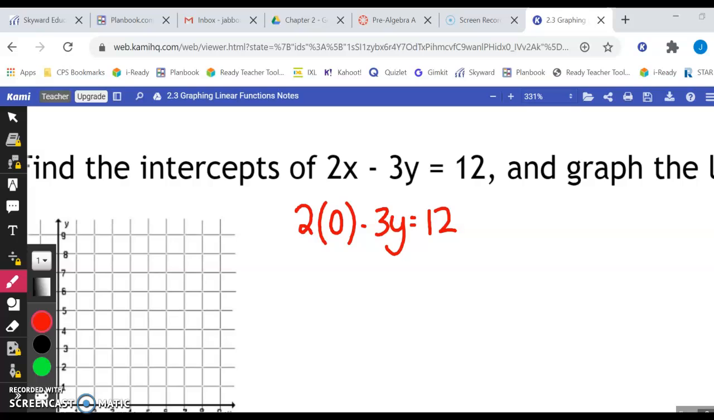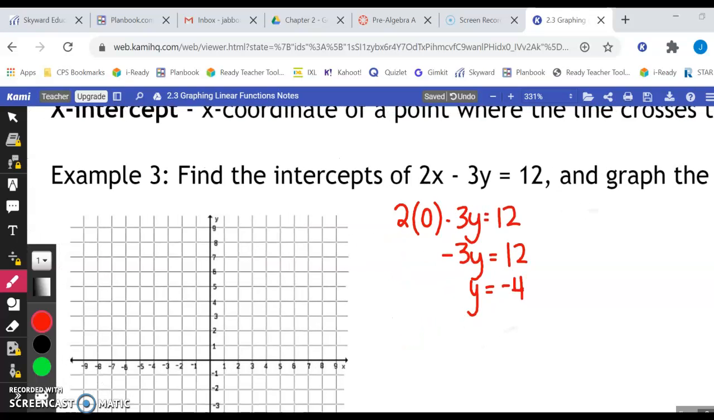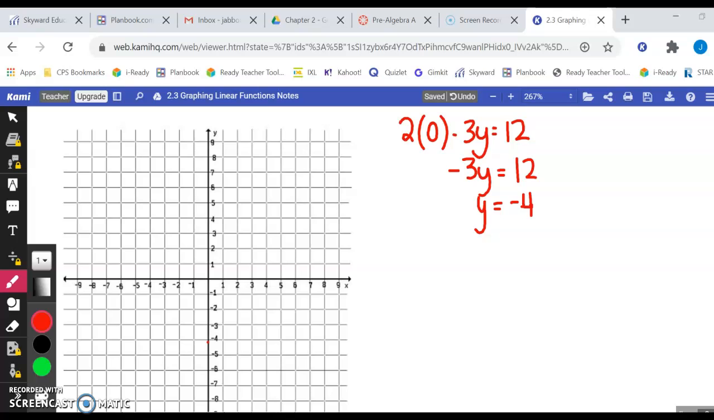2 times 0 is 0, so that's gone away. I just have negative 3y equals 12. Divide both sides by negative 3, so y would give me negative 4. So my y-intercept is negative 4, and I can put a point there on the y-axis.